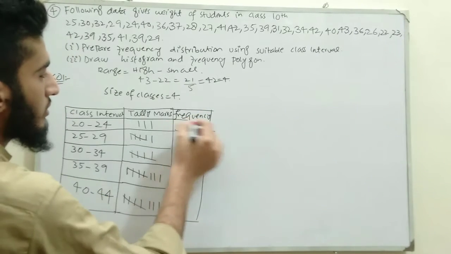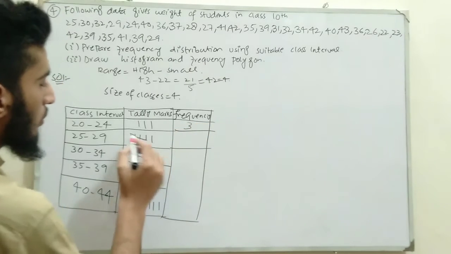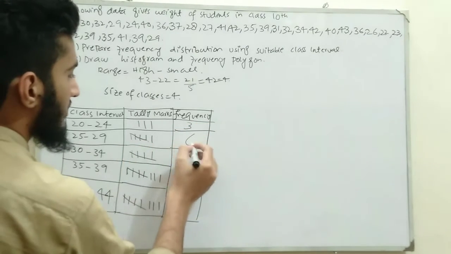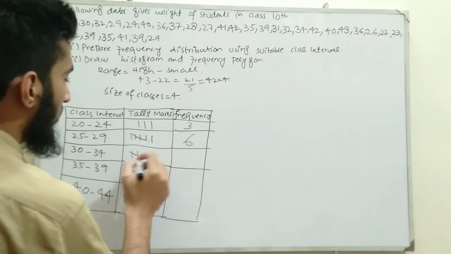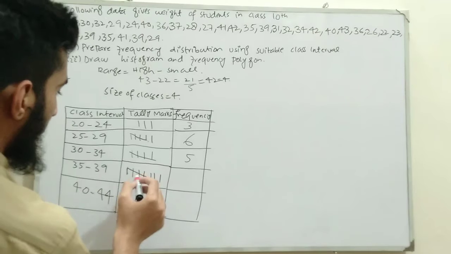Frequency is actually the amount. So here we have 1, 2, 3. So 3 tally marks, so we will write 3 over here. 1, 2, 3, 4, 5, 6. So we will write 6. 1, 2, 3, 4, and 5. We will write 5. After this, we have 1, 2, 3, 4, 5, 6, 7, and 8.